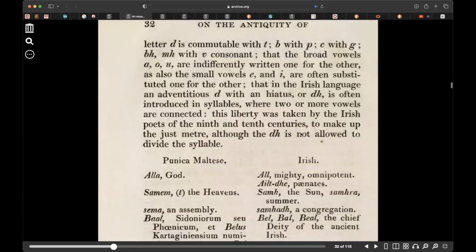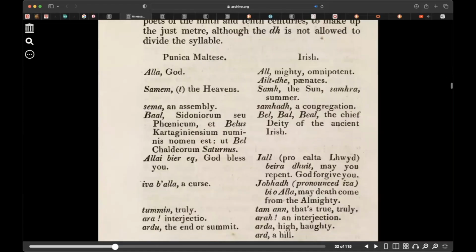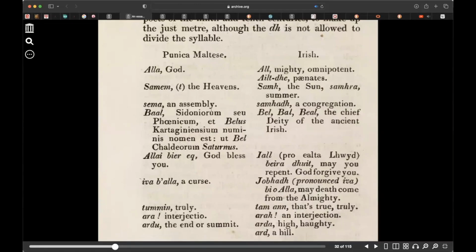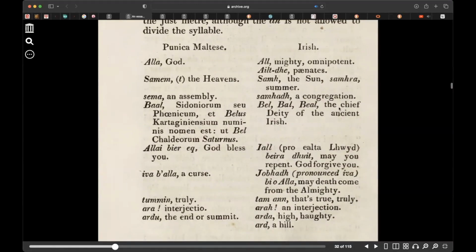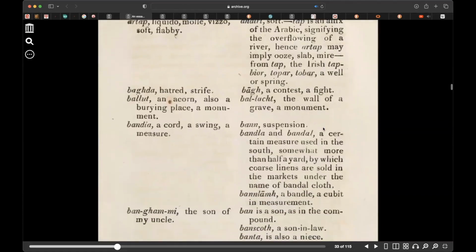So further down has another comparison right here. It says Punica, Maltese, and then Irish. Allah, God Almighty, omnipotent. Saman, the heavens. Sam, the sun. Samra, summer. Sema, an assembly. Samha, in a congregation. Baal, Sidonian, so Phoenician. Baal, right, meaning Lord or something like that in Hebrew, and then Baal Ben, the chief deity of the ancient Irish. Baal worship, remember? So it has a lot of good information.